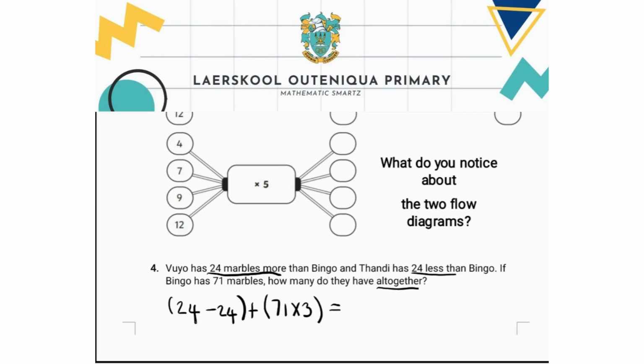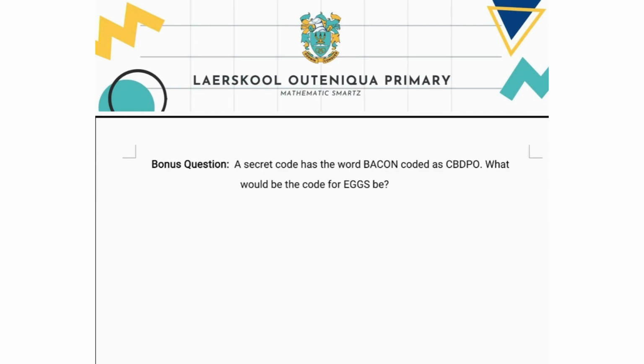So I know that 24 minus 24 is 0. But what about 71 times 3? Well, let's use our column method to answer the question. 3 times 1 equals 3, and 7 times 3 equals 21. Therefore, 0 plus 213 would give me 213. Therefore, together, they have 213 marbles. Now we've arrived at our final question.